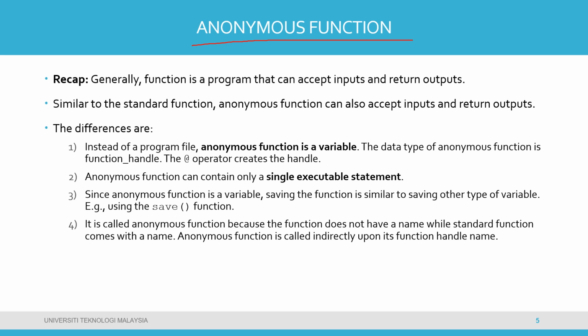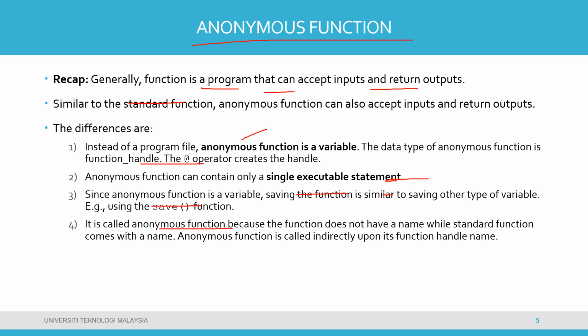So just to recap from previous chapter, okay, a function is actually a program that can accept input and return output. Okay, similar to standard function, anonymous function can also accept input and output. But the difference is, instead of program, anonymous function is variable. Okay, the data type of anonymous function is function handle. The operator, okay, the @ operator is to create the handle.